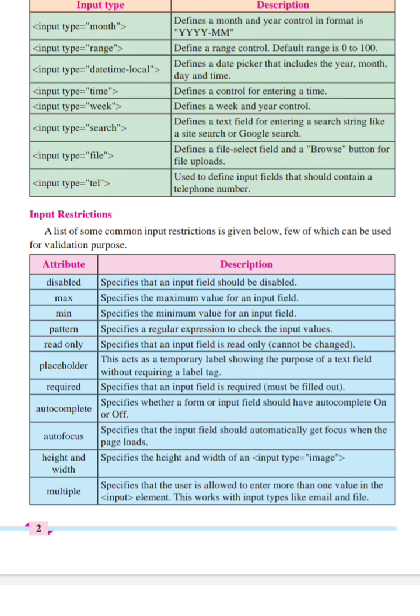Input type equal to range defines a range control. Default range is 0 to 100. If we are allowing something to be entered on our website or in a form, we can select the range of values or characters to be filled. So the default range is 0 to 100. If we set 0 to 100, it will not accept more than 100 and it will not accept less than 0.